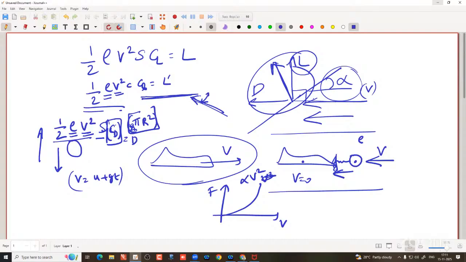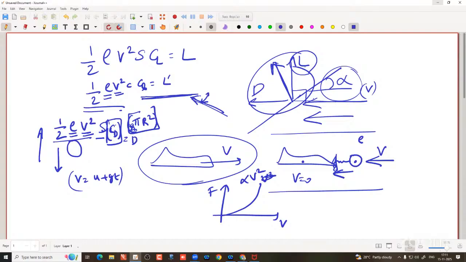One is in the vertical direction, one is in the horizontal direction. Or more correctly speaking, lift is in the direction perpendicular to the velocity, and drag is along the direction of velocity. If you are not familiar with vectors, especially 10th standard students, you may find it a little odd here. But just think that these are just forces acting on the object. Lift is one force, drag is another force.